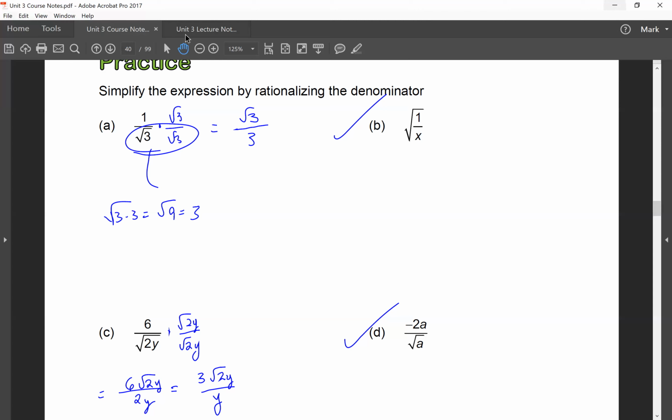All right, let's have a look at the answers here. So now for B, we can rewrite that as root 1 over root x. The next thing we're going to do is get rid of that radical in the denominator. So I'm going to multiply that by root x over root x. And you end up getting the square root of x over x. You don't need to put the 1 in there.